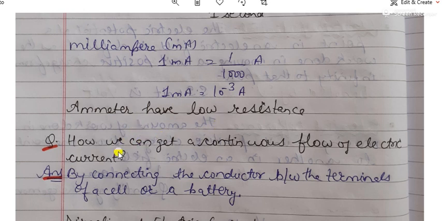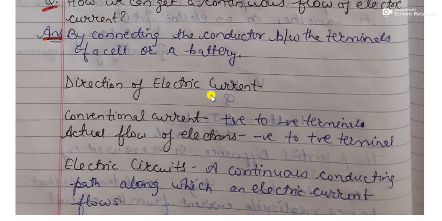Now we will study one question. How can we get a continuous flow of electric current? By connecting the conductor between the terminals of a cell or battery, we can obtain a continuous flow of electric current. Now the direction of electric current has two conventions: the conventional direction, which is from positive to negative terminal, but the actual flow of electrons takes place from negative to positive terminal.